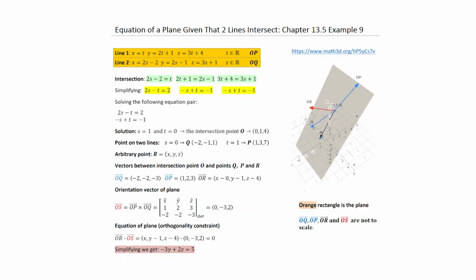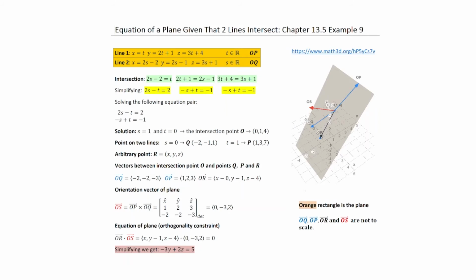So simplifying for the x component, you get 2s minus 2 equals t. Simplifying for the y component, it's 2t plus 1 equals 2s minus 1. Simplifying for the z component, 3t plus 4 equals 3s plus 1. And then basically just simplifying those equations, you'll see the final result in yellow. Now you notice there's some redundancy because the second and third equation are identical, which means you only need to use one of them. So ultimately what you end up with are two equations and two unknowns, and you solve.